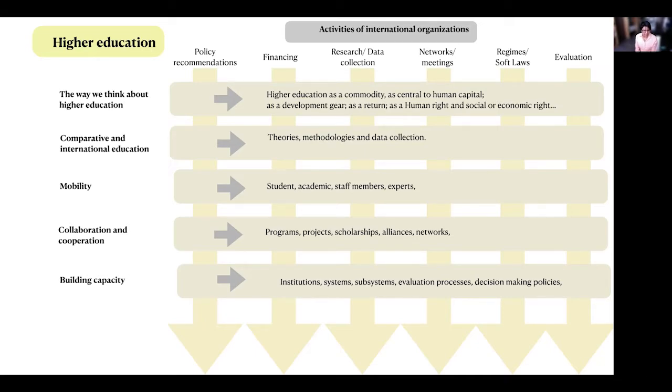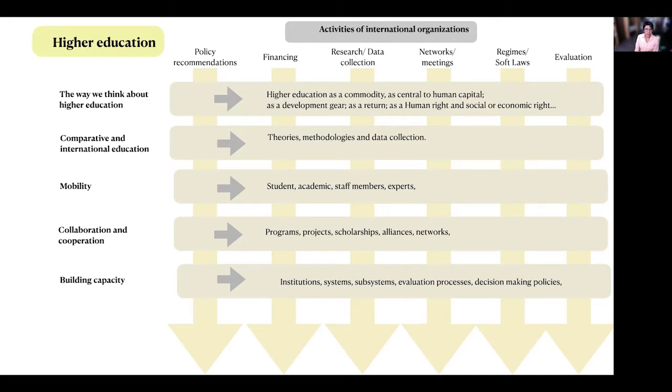The third big aspect is taking mobility as an important aspect. Mobility is a big component of internationalization. We know it's not the only aspect, but the way these organizations, by either financing or by promoting a particular program, have really pushed the mobility of students, academics, staff members, experts, etc. So this is another big and relevant influence by these organizations.